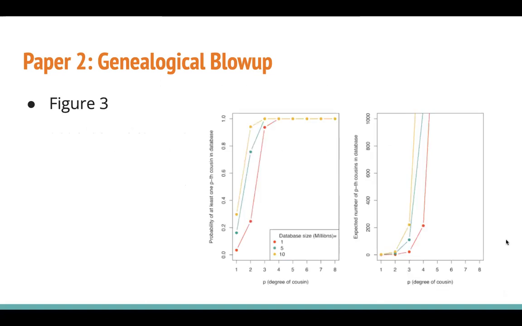So this is figure 3, and it depicts the genealogical blowup phenomenon. On the left side of the figure, it shows the probability that a random person has at least 1 cousin in a degree P in a database, which increases a lot as the first few degrees increase, and it kind of becomes stagnant past the 3rd degree of relatedness. And on the right, it shows the average number of cousins that are contained in a database.